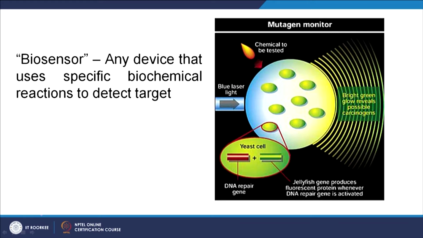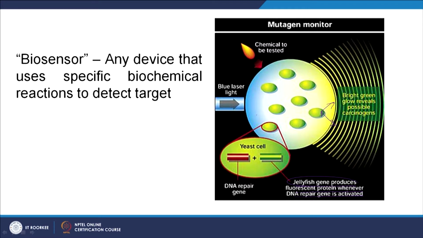Alrighty. So briefly, we can say a biosensor is any device that uses specific biochemical reactions to detect a target, and this is one particular example, which is a mutagen monitor. So here you have your microbial cell, here you are shining laser light, blue light, and if the cell has some kind of mutation in it, the kind of mutation you are looking for, carcinogenic mutation, then it will emit light of a different color. The blue will appear as green. Your sensor is actually a jellyfish gene that produces a fluorescent protein whenever DNA gene repair is activated.